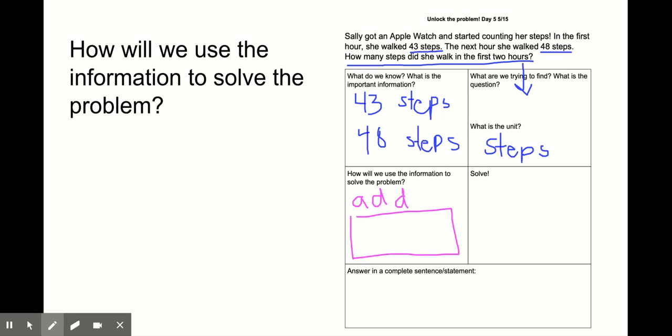Will you use a hundreds, tens, ones chart? Will you use a number line? Will you add vertically? Fill us in. How will you decide to solve it?